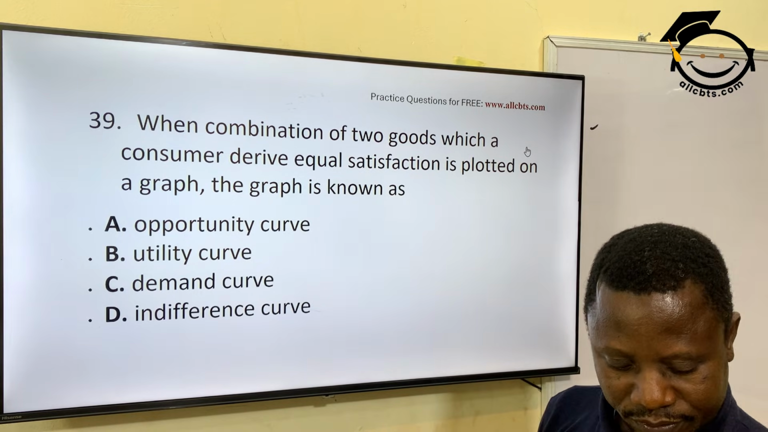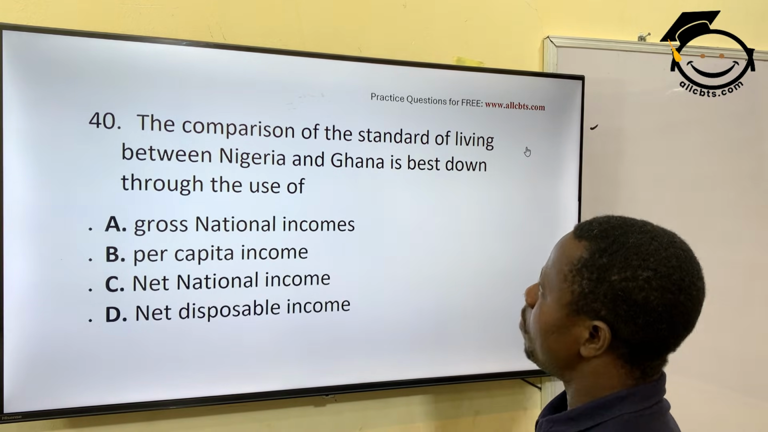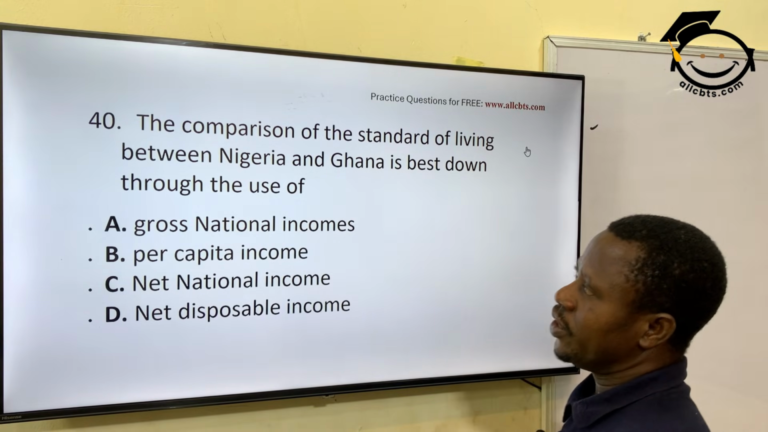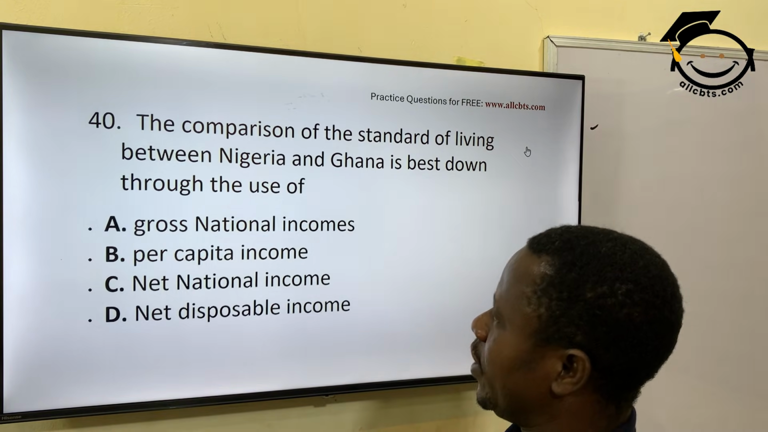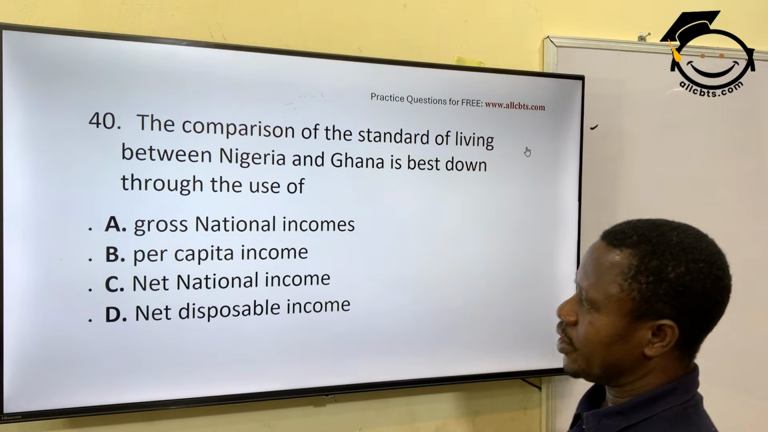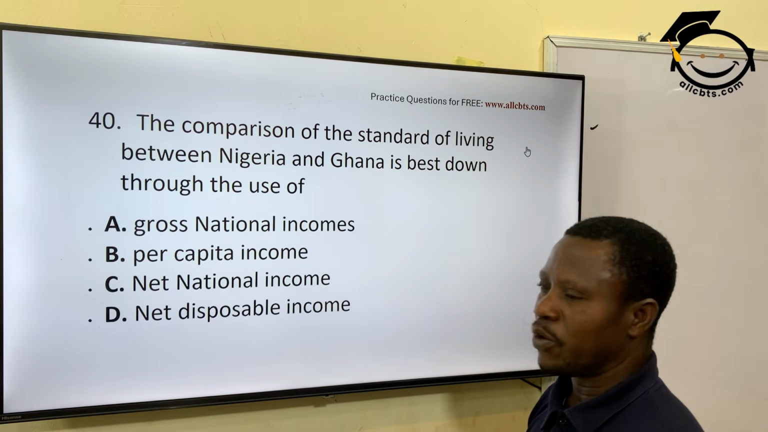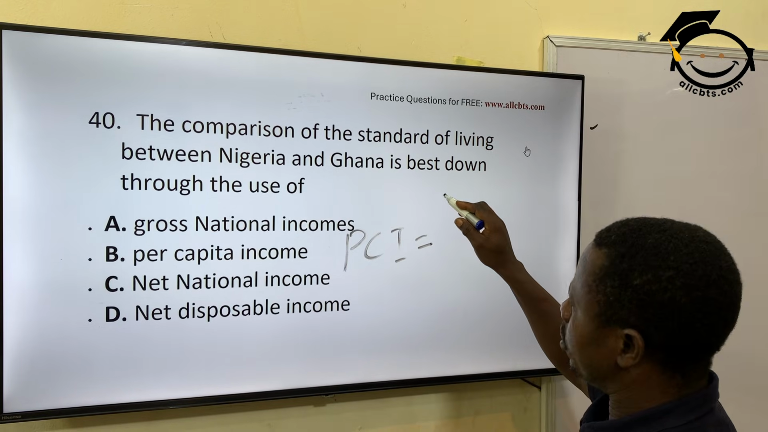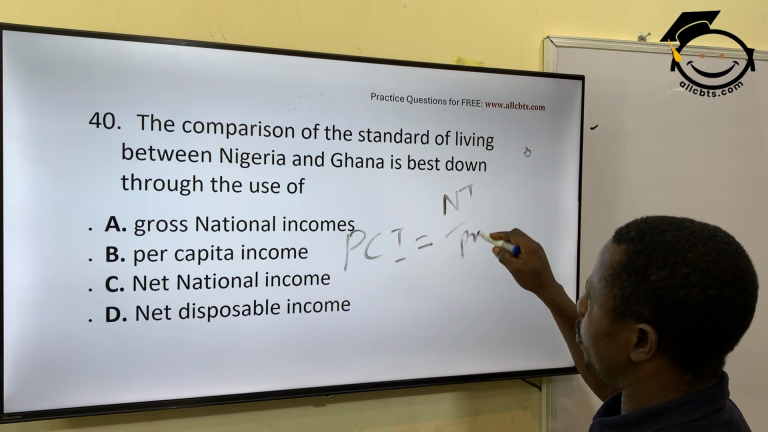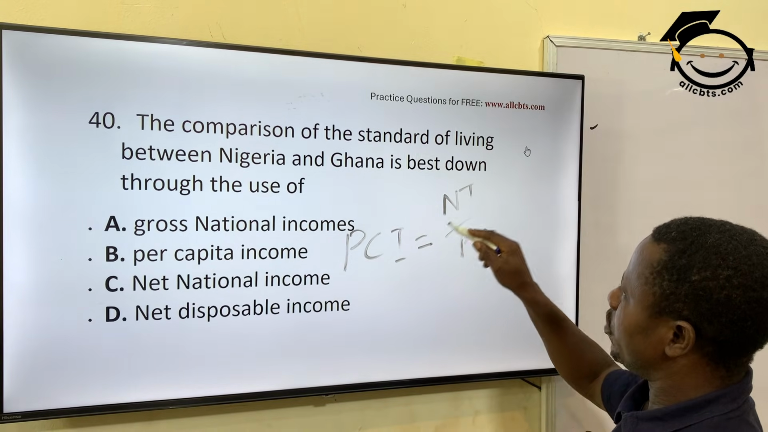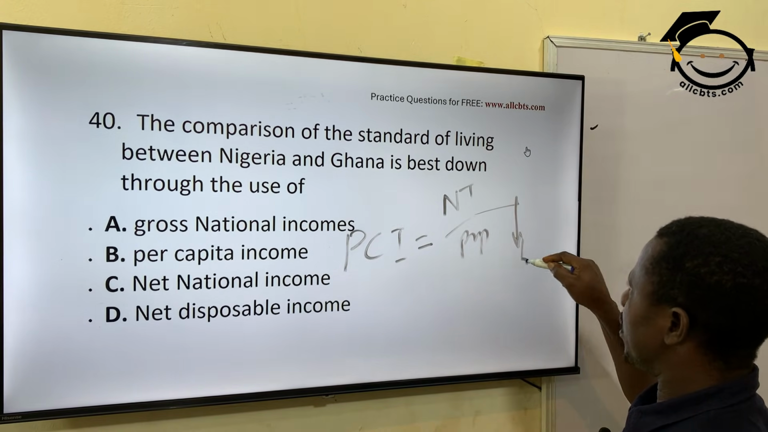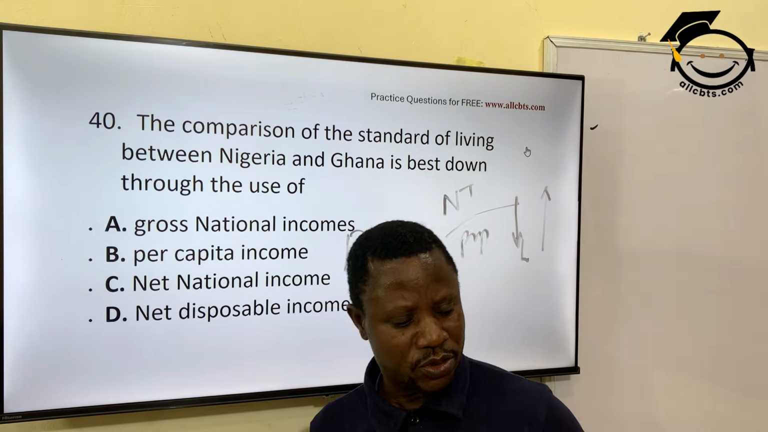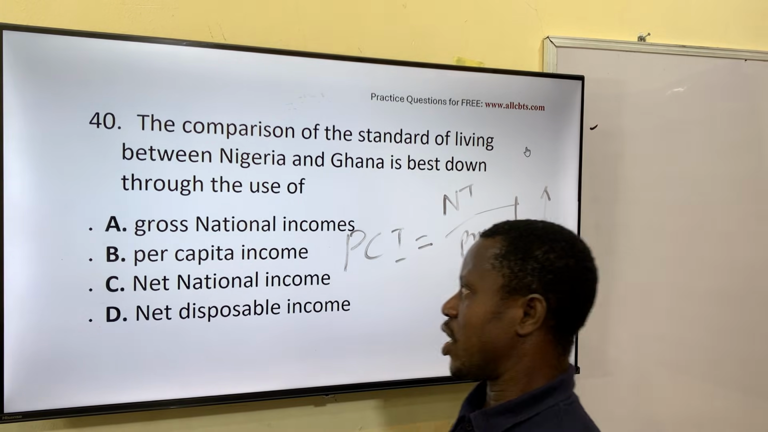Just as we round off, let's look at this together. The comparison of the standard of living between Nigeria and Ghana is based on, through the use of GNI, gross national income, PCI, per capita income, NNI, net national income, or net revenue income. The answer is what? PCI, per capita income, which equals what? The national income over population. Okay, so the lower it is, the lower your PCI. The higher it is, the higher your PCI. So that is a very good standard of measuring the standard of living between two countries.